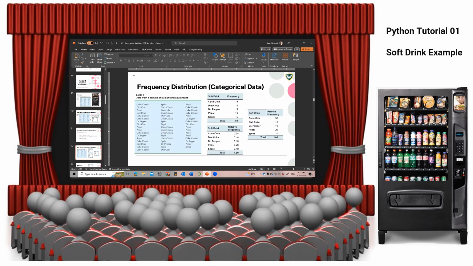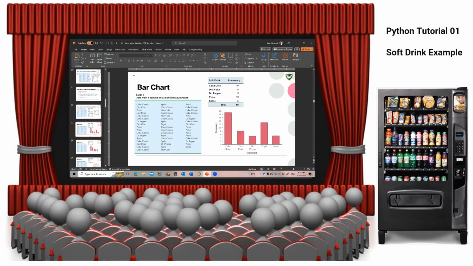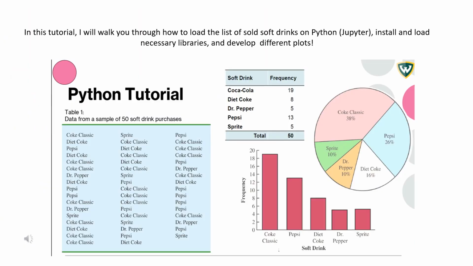And then we talked about the alternative ways that we can summarize this data, and also the different ways that we can visualize this data in order to convey our information in a more effective way. So let's go ahead and take a look. In this tutorial, I will walk you through how to load the list of sold soft drinks on Python, Jupyter, install and load necessary libraries, and develop different plots.